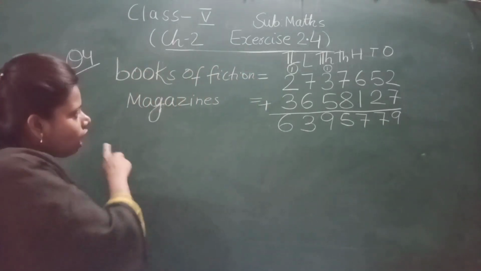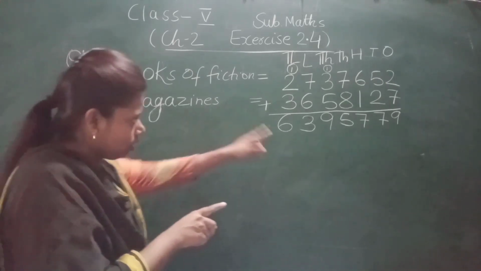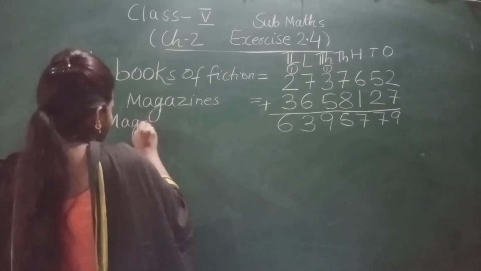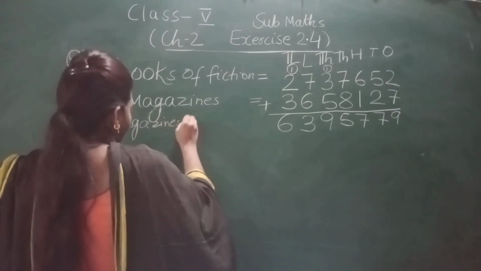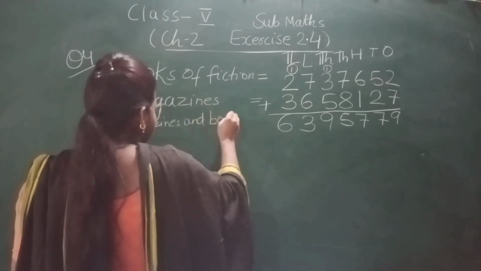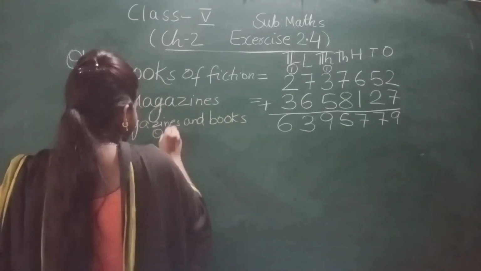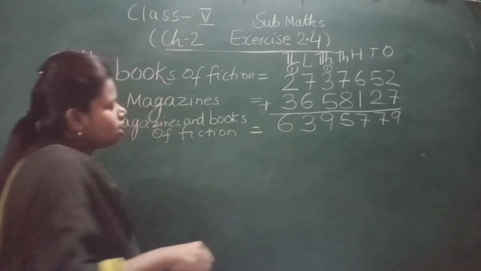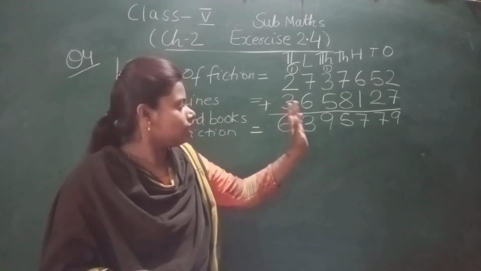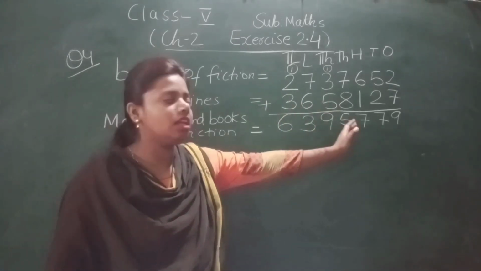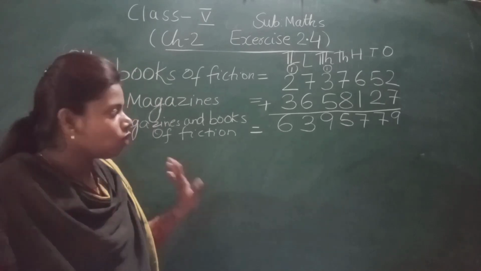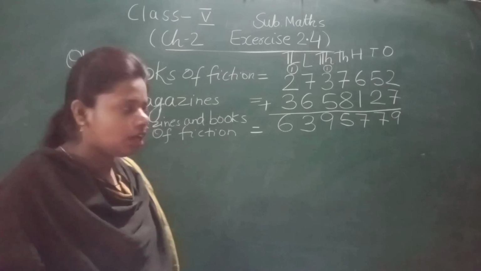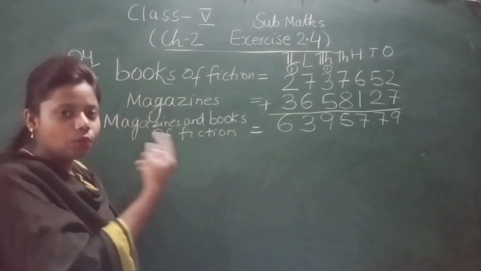Okay, so let's write here how many magazines and books altogether. Altogether we have written here: magazines and books of fiction is equal to how much? 63,95,779. But we have not got the answer now. Why? Because we want the number of reference books. Now how to find the number of reference books? What we will do? We have to do one more step.